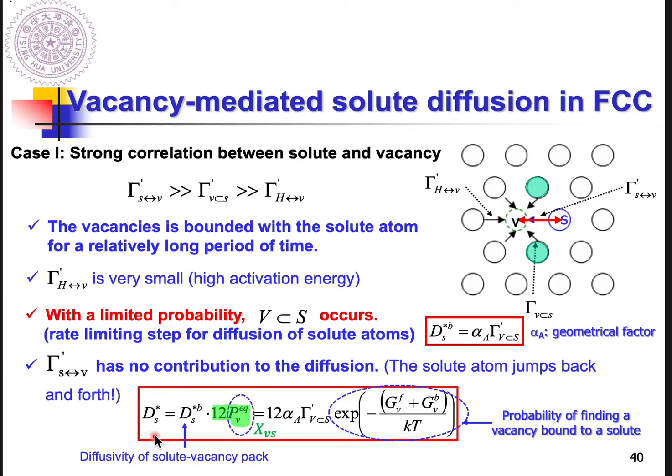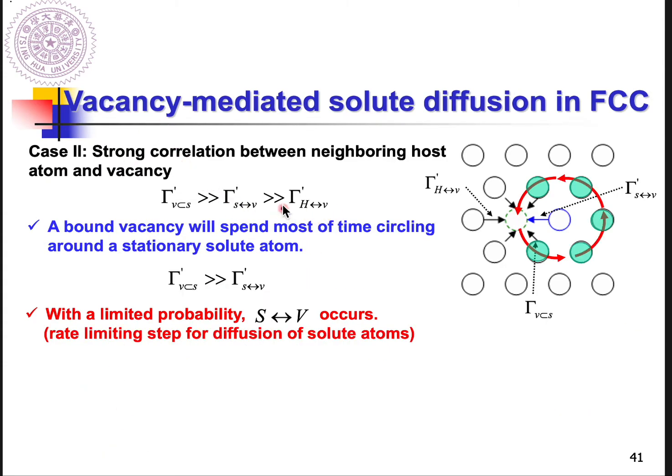And next we are going to introduce case 2. In case 2, the jump rate between the host atom and the vacancy is the slowest one, and the fastest one is the host neighboring solute atom jumping into the vacancy. This is the fastest one. And next will be the solute atom jumping into the vacancy. But as you know, this one is a fast one.